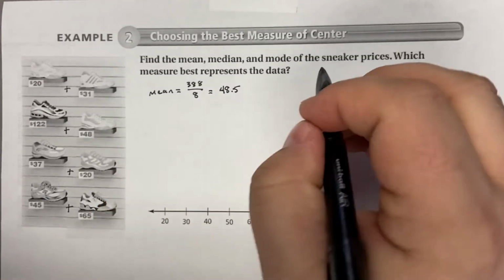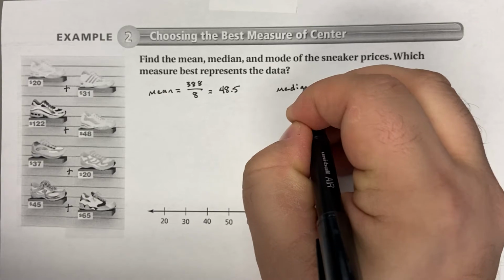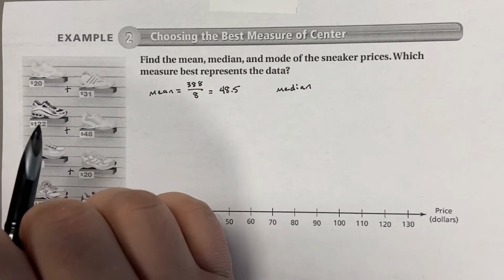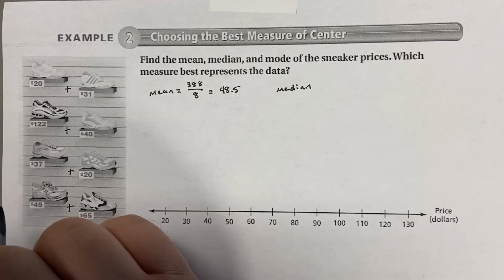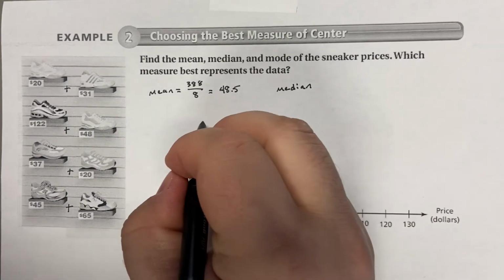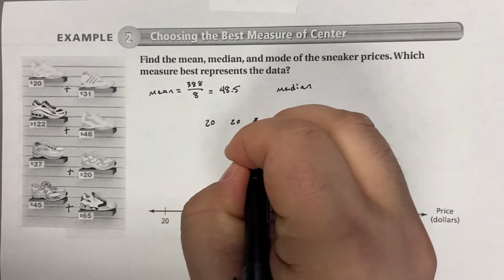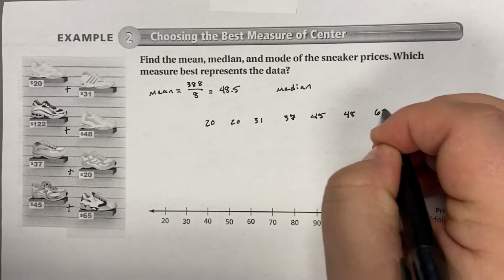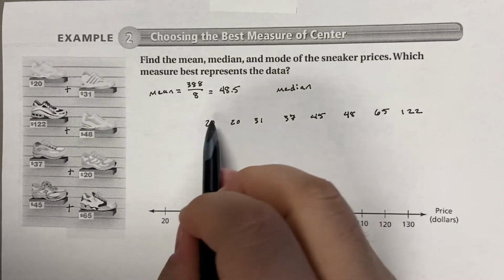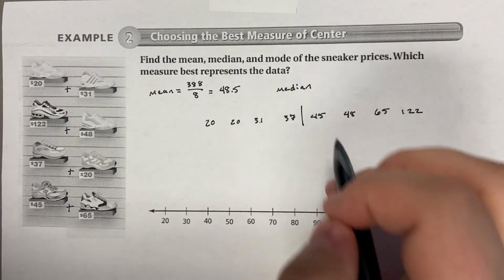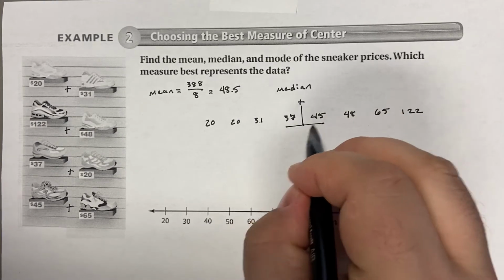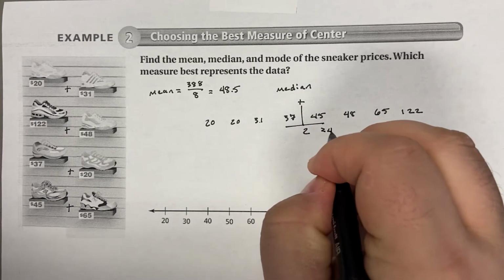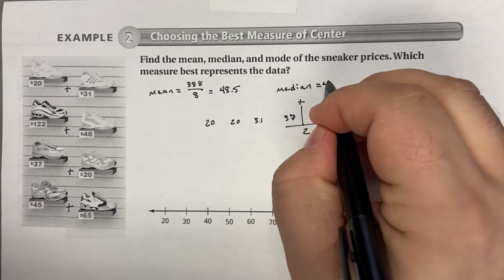Okay, so median is the number in the middle when it is ordered. So the order should actually be 20, 20, 31, 37, 45, 48, 65, 122. Let me write that out. 20, 20, 31, 37, 45, 48, 65, 122. So there's 8. So 1, 2, 3, 4. We run into the problem of there's no number in the middle. So we're going to add, then divide by 2. When we do that, we are going to end up getting 41. So our median is equal to 41.